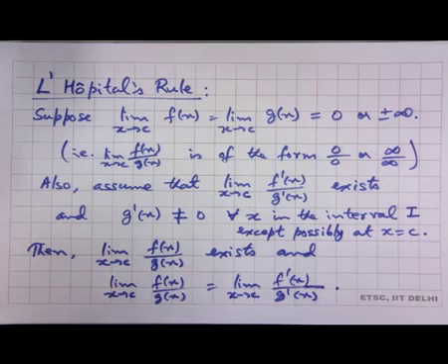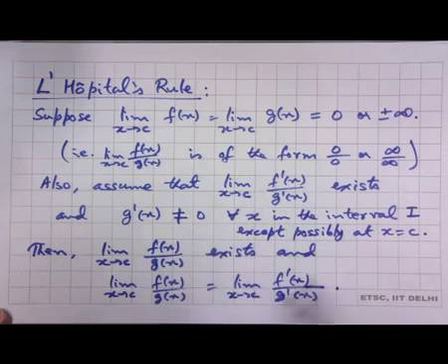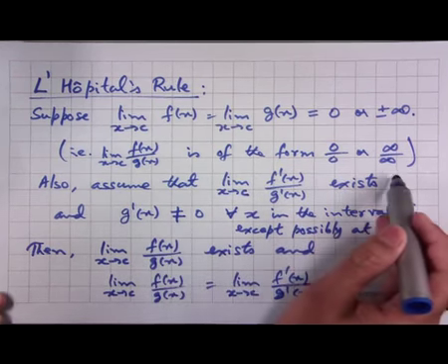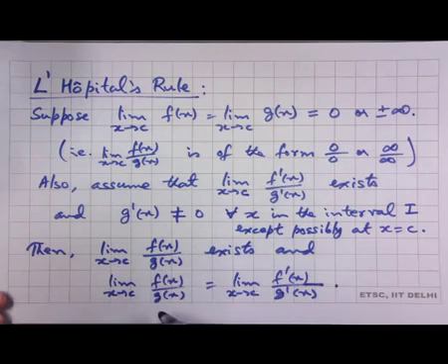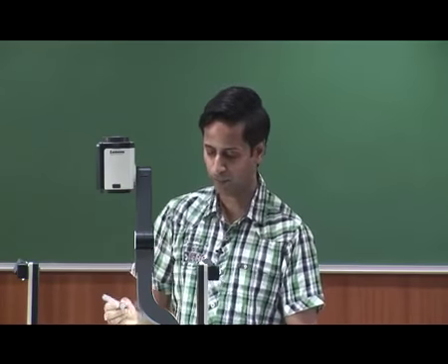So, here it is important to note that only if we have this f(x)/g(x) in 0/0 or infinity/infinity form, then we can write this limit as the limit of f'(x)/g'(x), provided the limit on the right hand side exists. If we do not have the limit in 0/0 form, we cannot apply this L'Hopital rule. So, let us see some examples.